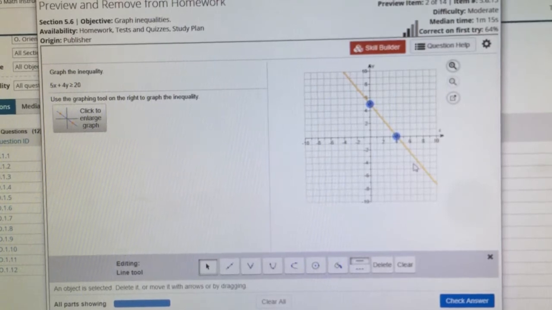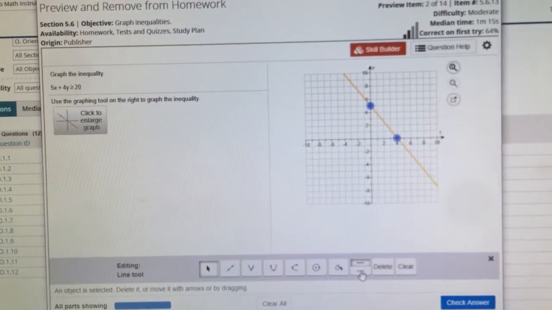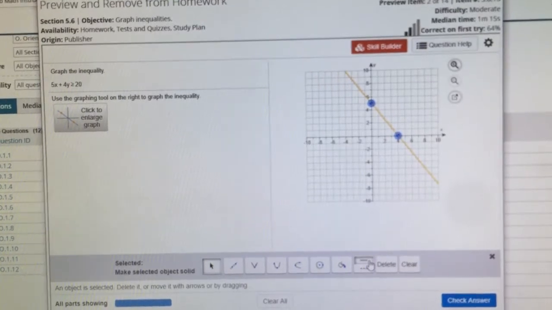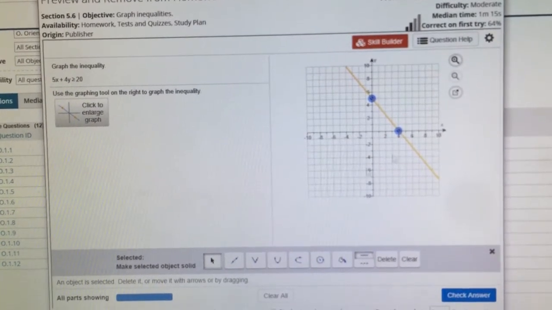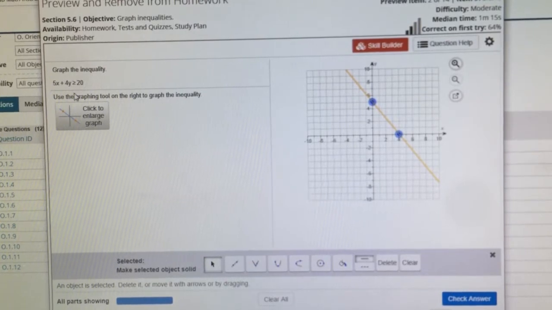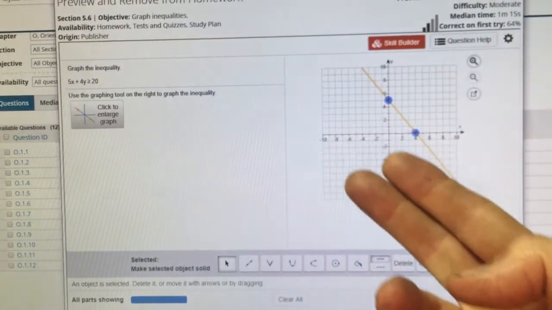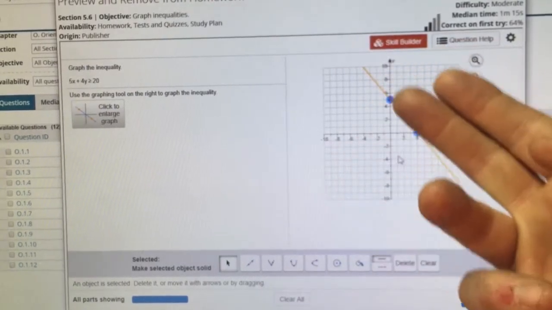Now right here, notice the equal to bar, which means it's a solid line. You got to pay attention to that. If it's not, I would click this down here. See there, that makes it dotted, but it's solid, so I'm going to click it solid. Now I got to shade because this is an inequality. That means one side of this line is shaded and one side is not.